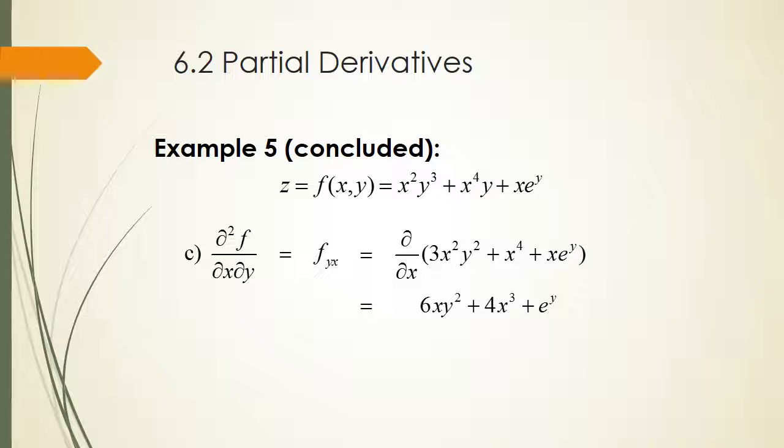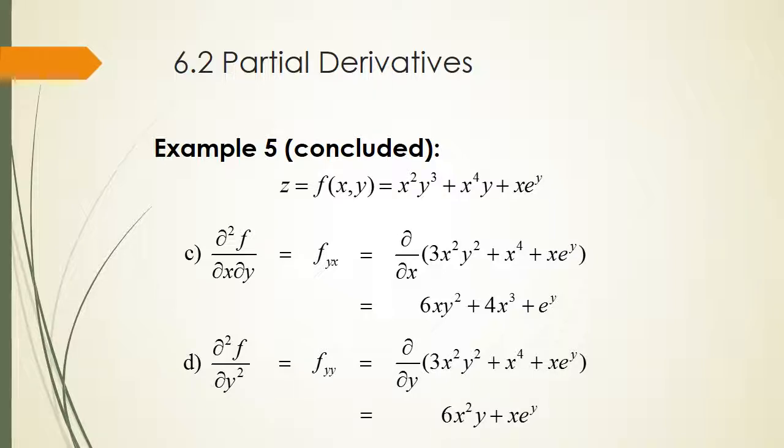And now we're going to do f sub yy. So again, here's the first partial derivative with respect to y. Taking the derivative of that with respect to y, we get 6x squared y plus x e to the y.